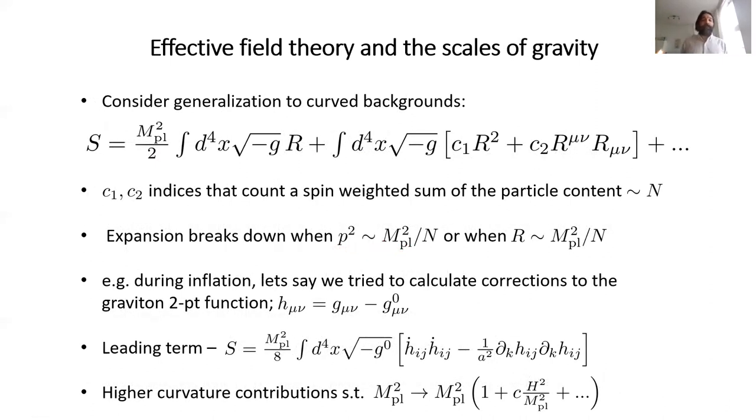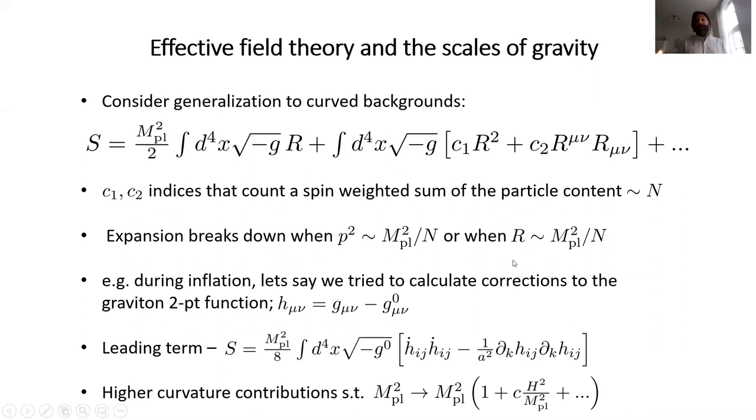And that was on Minkowski space. So let's see this another way by going to curved space. If I'm only interested in calculating graviton scattering, so my external legs, if you like, or my Feynman diagrams, are only gravitons, then I can reproduce all amplitudes from this effective action, where C1 and C2 are a spin-weighted sum that counts the particle content of the fields running through the loop. It basically counts the number of scalars, vectors, and so on, and they come with different signs depending on the spin of the degree of freedom.